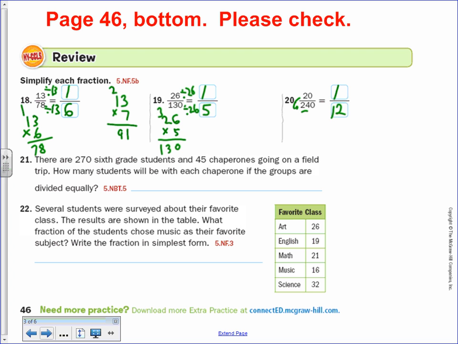276 grade students and 45 chaperones are going on a field trip. How many students will there be with each chaperone? So we need to turn this into 1. How do you do it? Divide by 45.